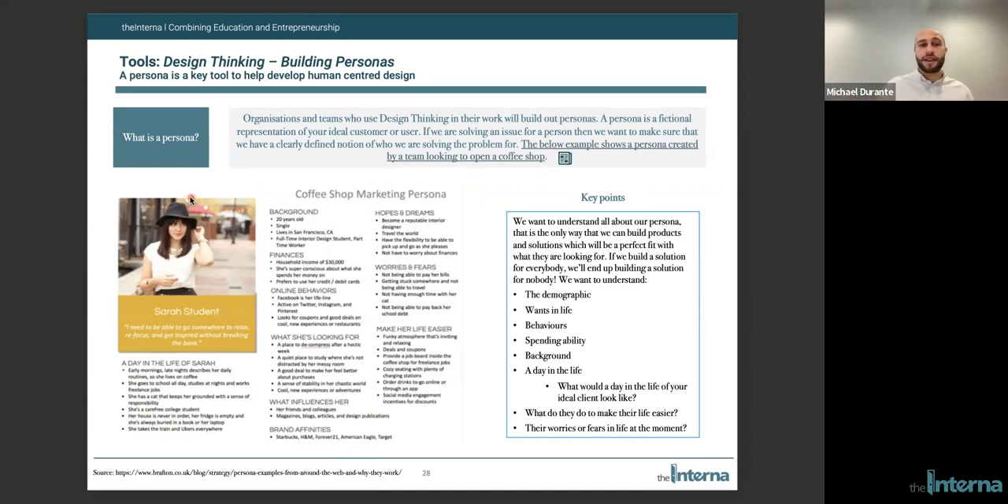So design thinking is really around human-centered design, trying to understand who you're actually solving an issue for and trying to understand that person inside out. Question is, can I just have one persona? No, you can have multiple personas. You might have 4, 5, 6 personas.